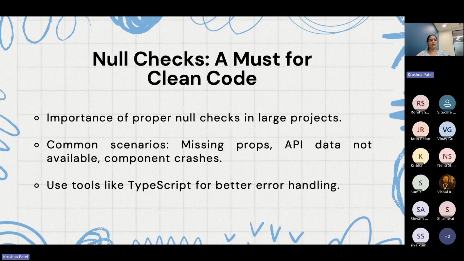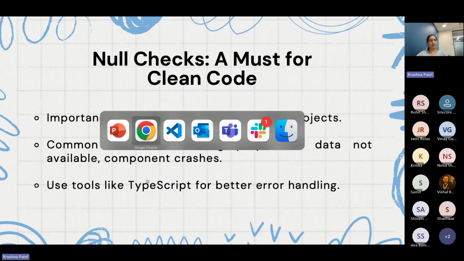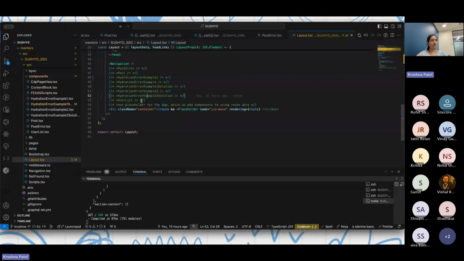There are multiple ways you can use them for best practice. You can add TypeScript in a Next.js or React.js application. You can handle it with an if-else scenario. You can also handle it with optional chaining. So now let's look into how we can add the null check.